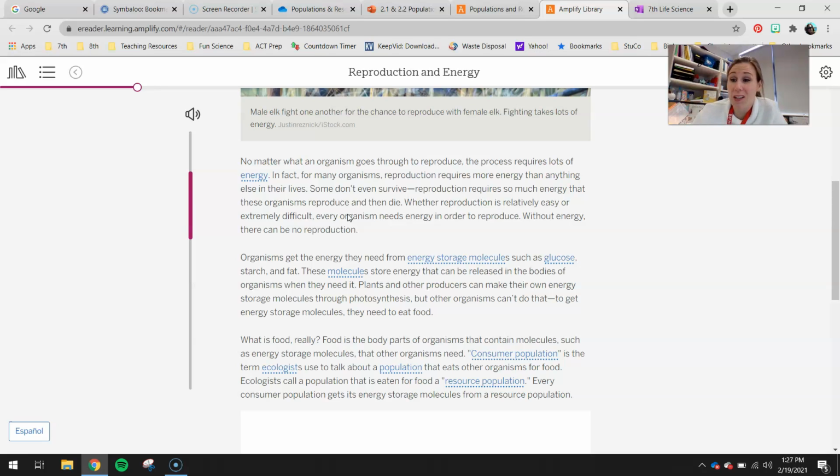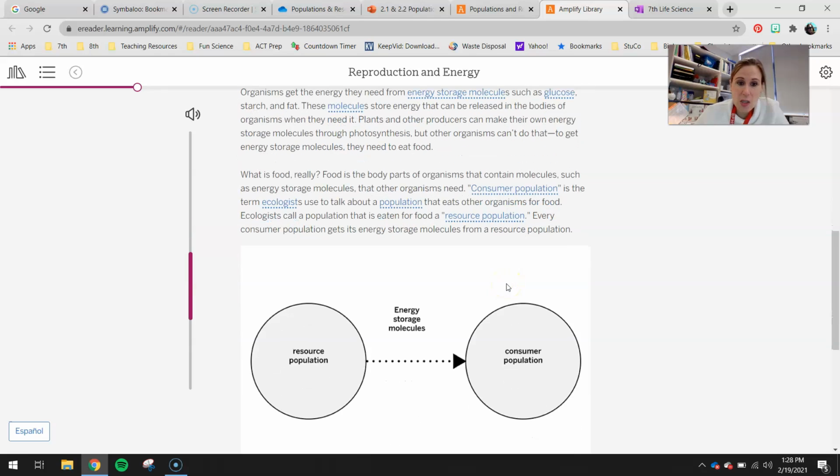So you can be both a consumer and a resource population. For instance, a deer is a consumer because it has to eat other organisms in the form of grass. But it also gets preyed upon by things like wolves or bears, whatever the case, humans even. So it's also a resource population. Ecologists call a population that is eaten for food a resource population. Every consumer population gets its energy storage molecules from a resource population.